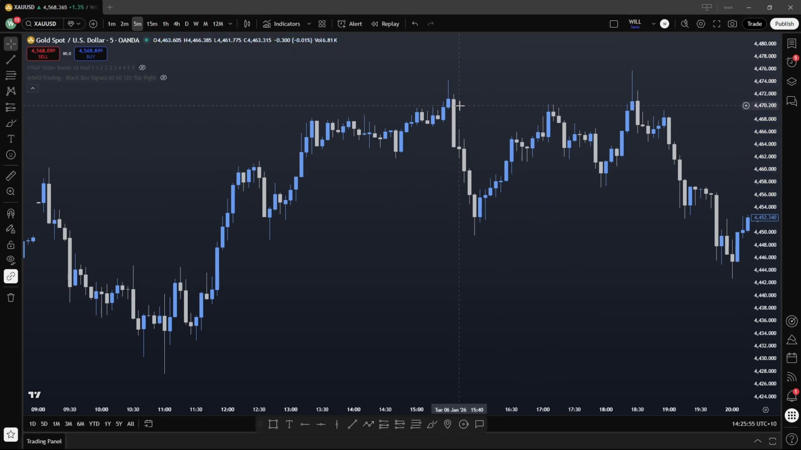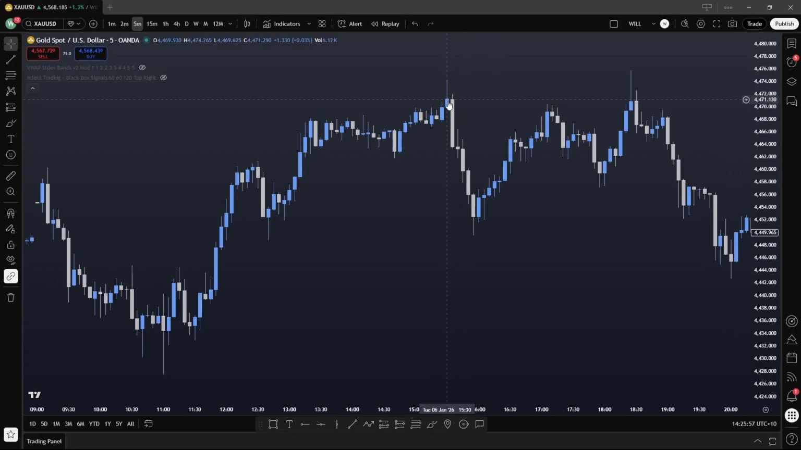It's slowing momentum. So if I was taking a buy, I wouldn't really want to take a buy at this candle because this candle indicates that we're showing rejection to the upside.